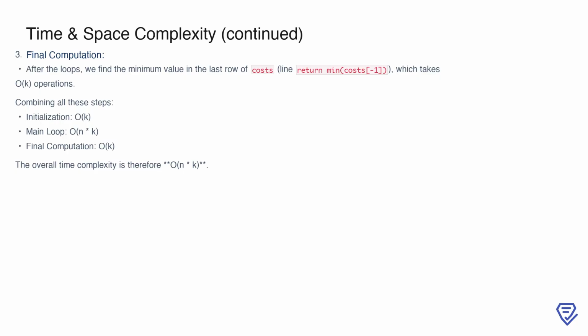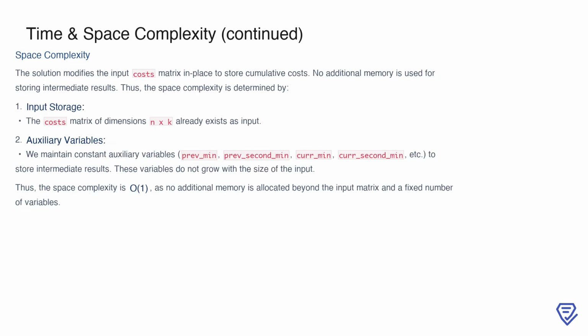This makes our approach efficient given the constraints of the problem. Turning to space complexity, our solution is designed to be highly space efficient. Instead of creating additional data structures, we modify the input costs matrix directly to store the cumulative costs as we calculate them. This ensures that no extra memory is used for storing intermediate results. The space usage is therefore determined by the input costs matrix, which has dimensions n x k and is already provided.